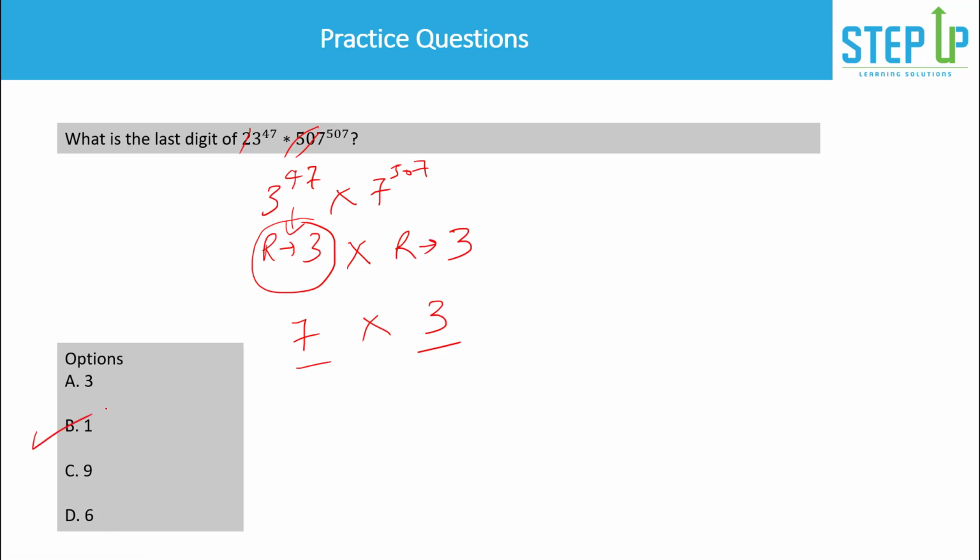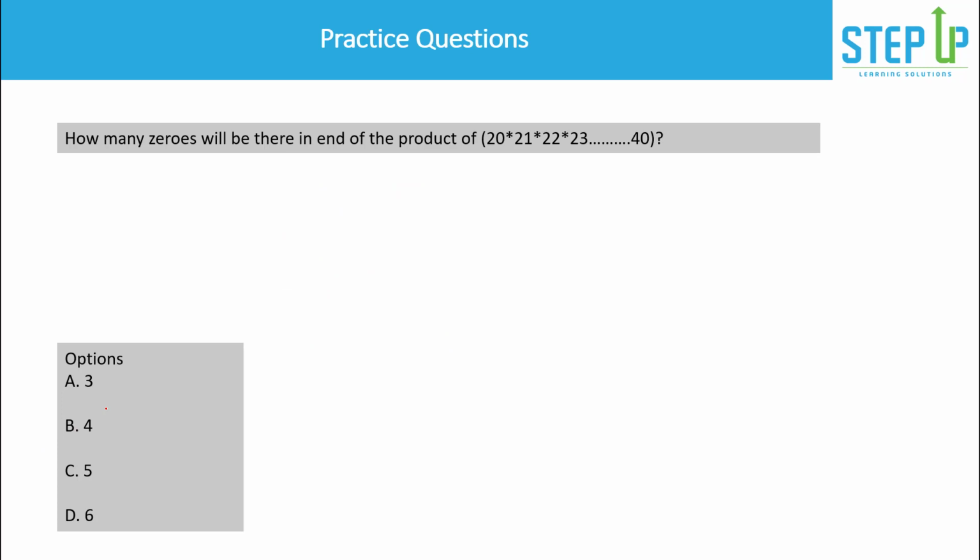So I think you're very clear with the concept of cyclicity and how to calculate the unit digit in these cases. Okay, let's look at this last problem, and maybe you want to pause the video and try it on your own. Very simple. It says how many zeros will be there at the end of the product 20 into 21 into 22 into 23 up till 40. That means, let's say the number comes to ABCD000, for example. They are asking how many zeros are there at the end of this product. So let's look at this number.